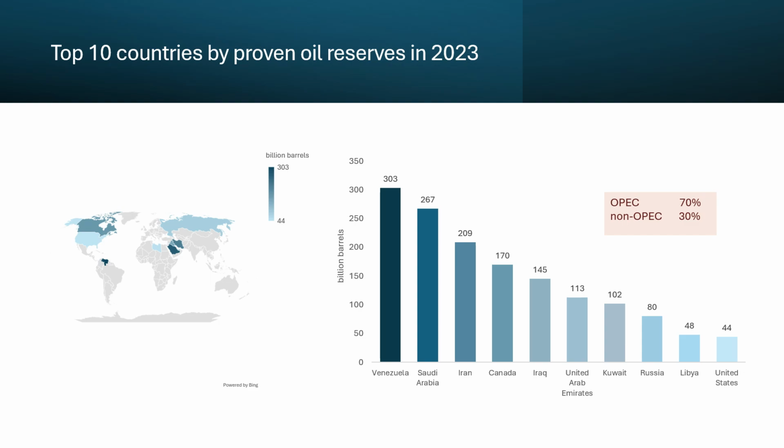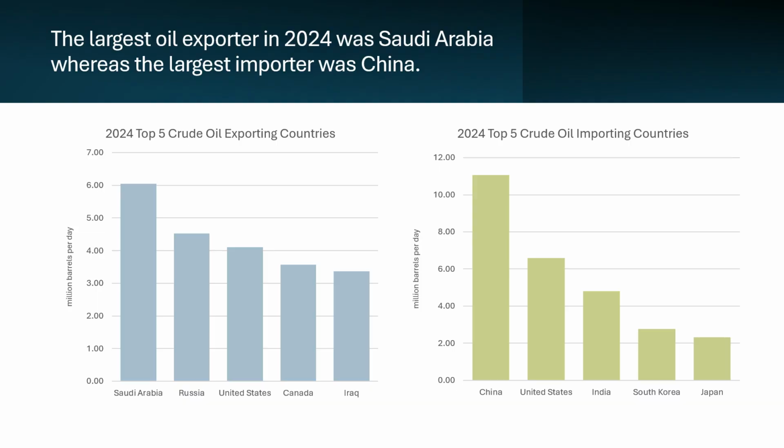Looking at the proven oil reserves, we can see that in 2023, OPEC countries accounted for 70% of total world oil reserves. Canada has the 4th largest oil reserves, 97% of which are the oil sands. As expected, the top crude oil exporter in 2024 was Saudi Arabia, followed by Russia, United States, Canada, and Iraq. The top importer was China, followed by United States, India, South Korea, and Japan.